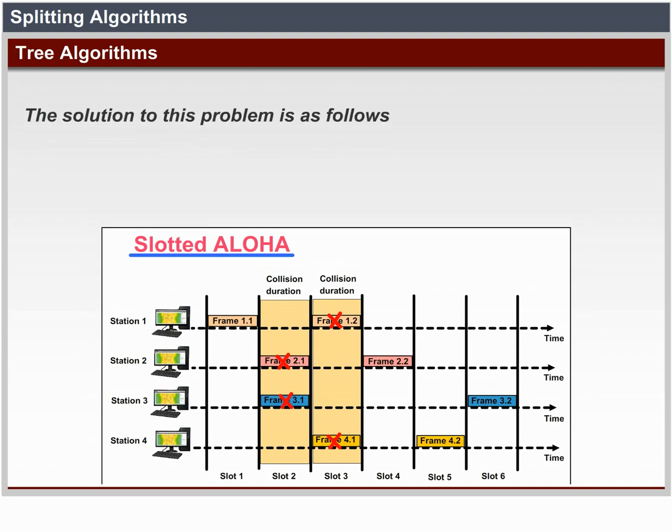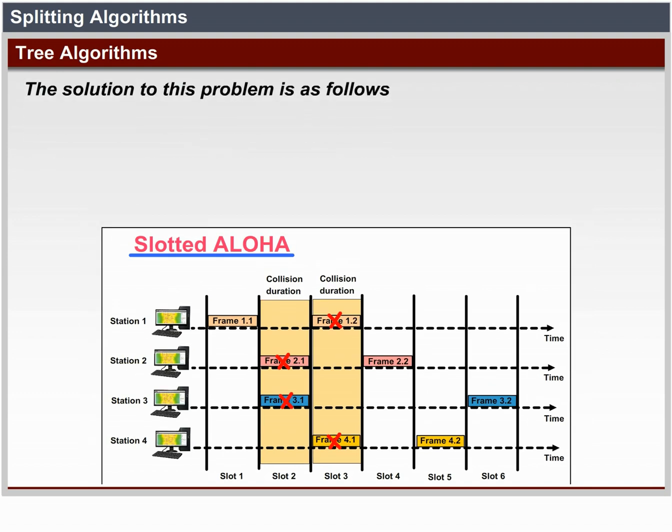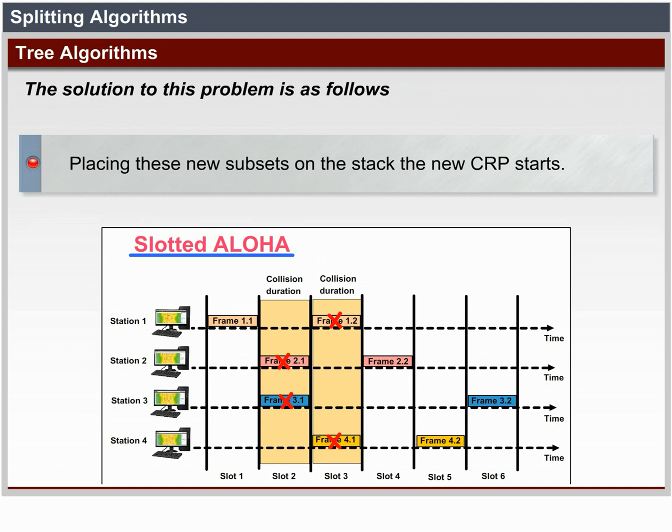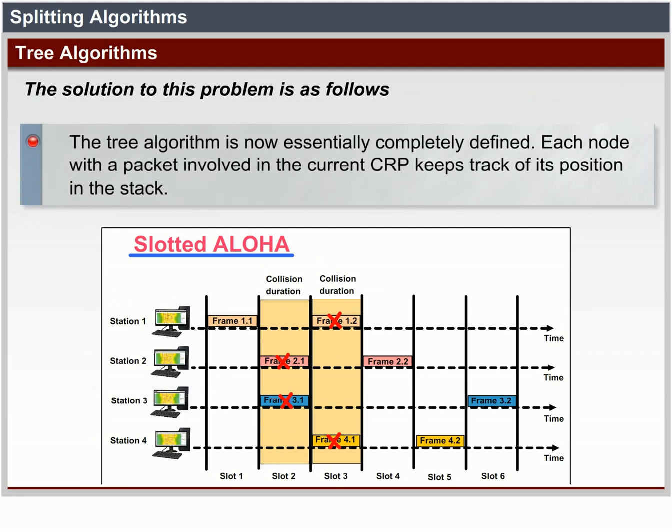The solution to this problem is as follows. At the end of a CRP, the set of nodes with new arrivals is immediately split into J subsets where J is chosen so that the expected number of packets per subset is slightly greater than 1, slightly greater because of the temporary high throughput available after a collision. These new subsets are then placed on the stack and the new CRP starts. The tree algorithm is now essentially completely defined.